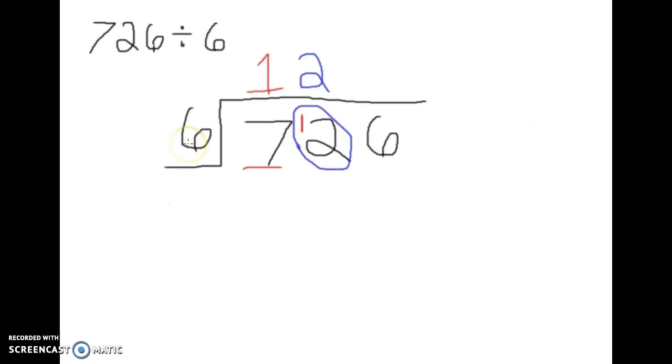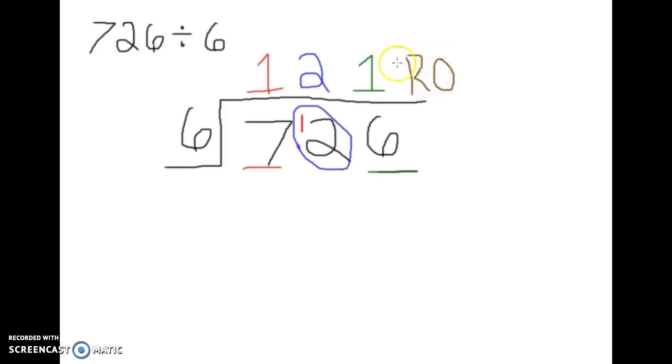So now we're going to look back at our divisor again, 6, and we're going to say how many times does 6 go into our last number, 6. We know that 6 goes into 6 one time, with none left over. So for this problem, we do not have a remainder. So we can either leave it like this, or we can write remainder 0 if we want.